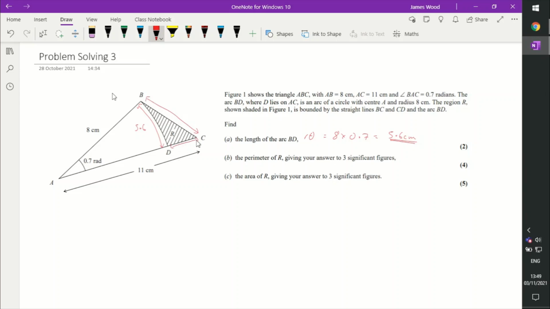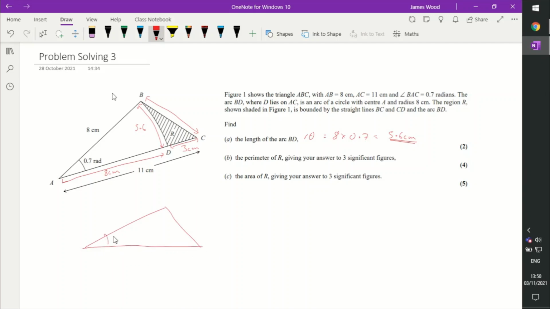Now we can actually work out D to C, because A to D is also going to be 8 centimeters, because that's just the radius of the circle that forms this arc. So that's going to be 8 as well. So this little bit in here is going to be 3 centimeters. So now I've just got to work out length BC. And I think I'm just going to draw a triangle ABC again down here in the space, and just treat this as a triangle problem.